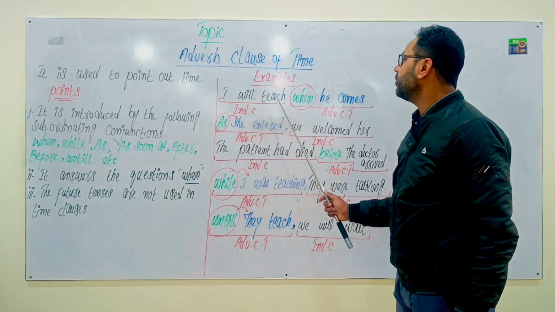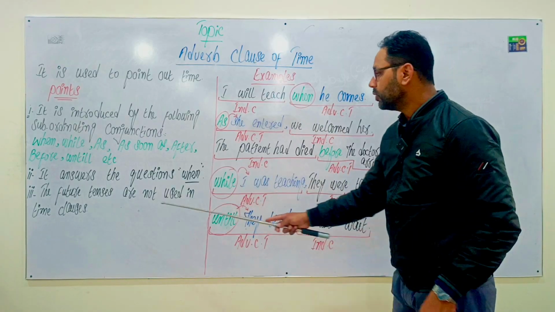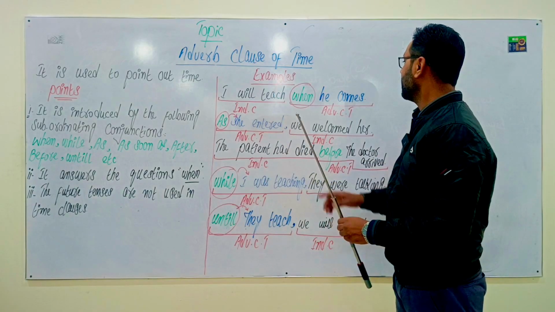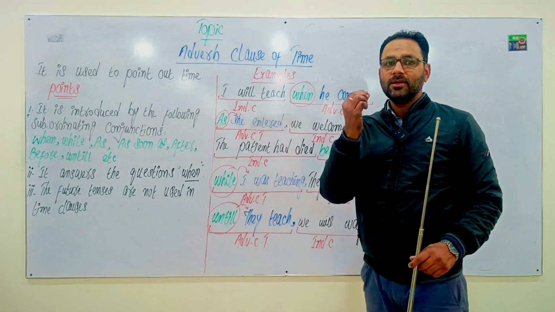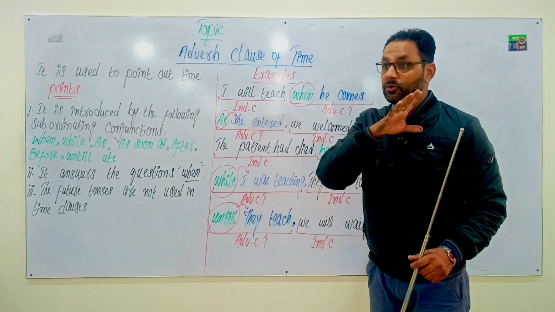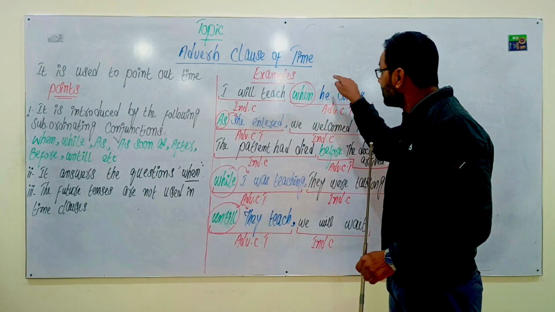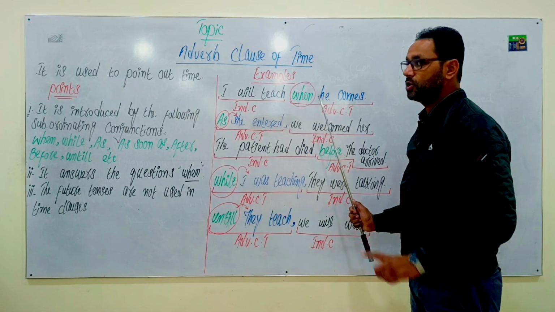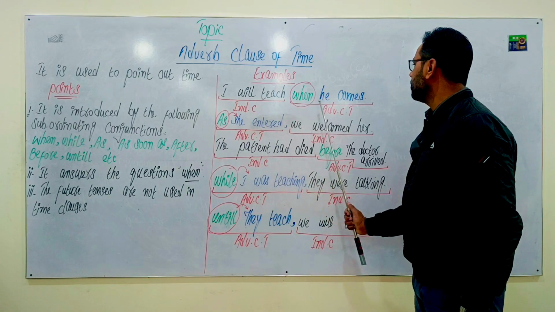There are two clauses: I will teach when he comes. The point which I have raised here is that future tenses are not allowed in time clauses. You are not allowed to say "when he will come"; you can neither use it verbally nor in written form. You can replace future tenses with present tenses. For example, I will teach when he comes, not when he will come. It will be wrong. This is your independent clause, and this is your adverb clause of time.